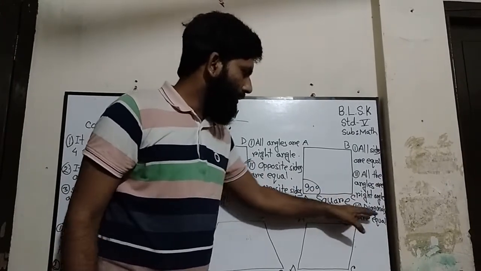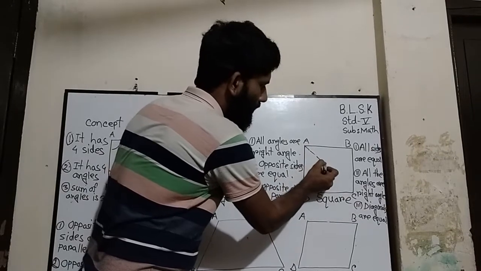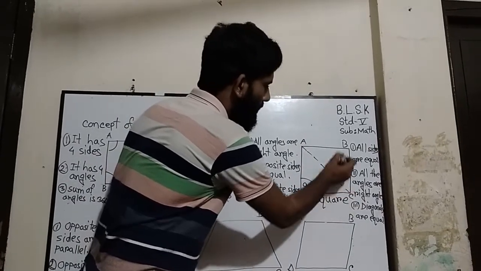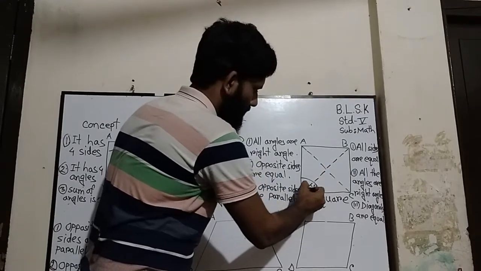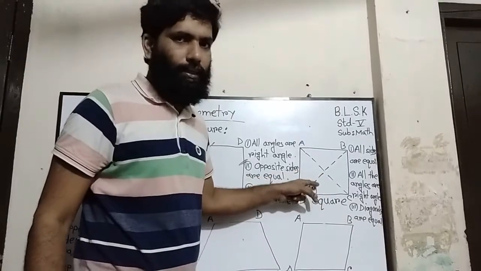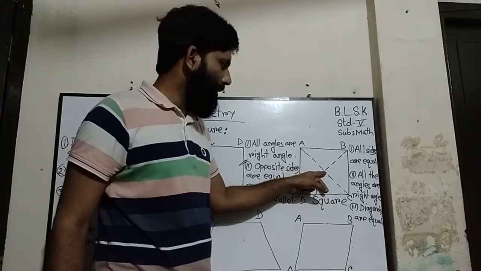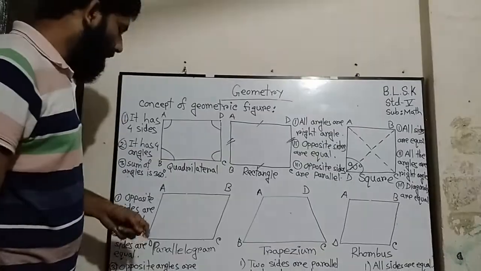And at last, the diagonals are equal. Look at that. If we draw the diagonals, this one is equal in length to this one, and they bisect at the midpoint. This is the characteristics of a square.